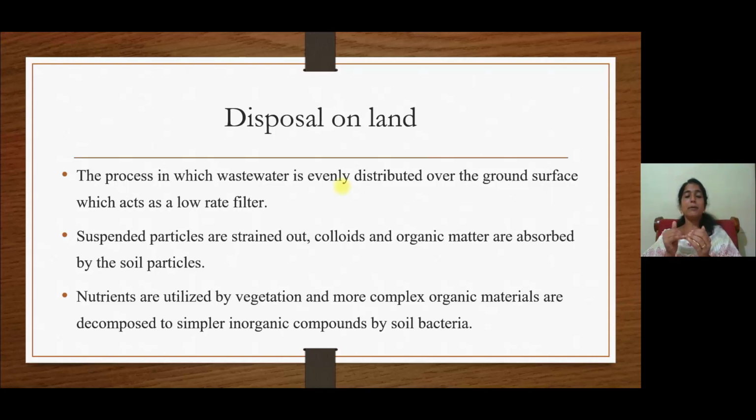These soil bacteria will be present in the soil itself, and you have to provide proper aeration, proper air provision, for these bacteria to decompose the waste that is deposited by disposing this wastewater into the soil strata.